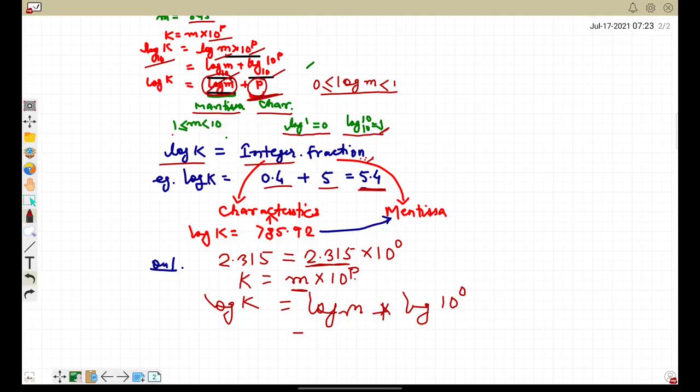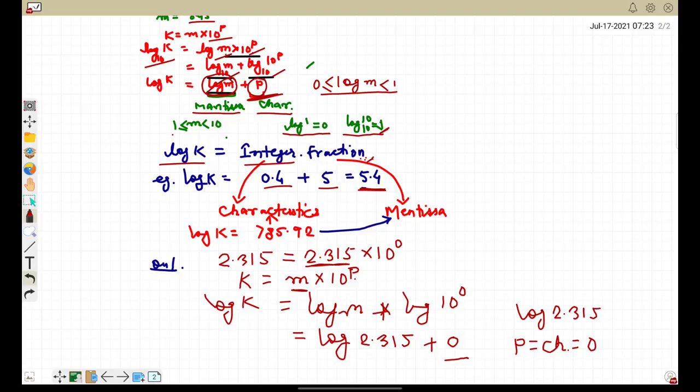So complete value is log m, which is log 2.315, plus this complete value is equal to 0 into log 10, and log 10 base 10 is equal to 1. So if you try to find the characteristics and mantissa, you can easily check here what is the value of characteristics. This integral value is called characteristics. So p is characteristics and p is equal to 0. First thing done. Next one is mantissa, log of 2.315. This complete value is called mantissa.